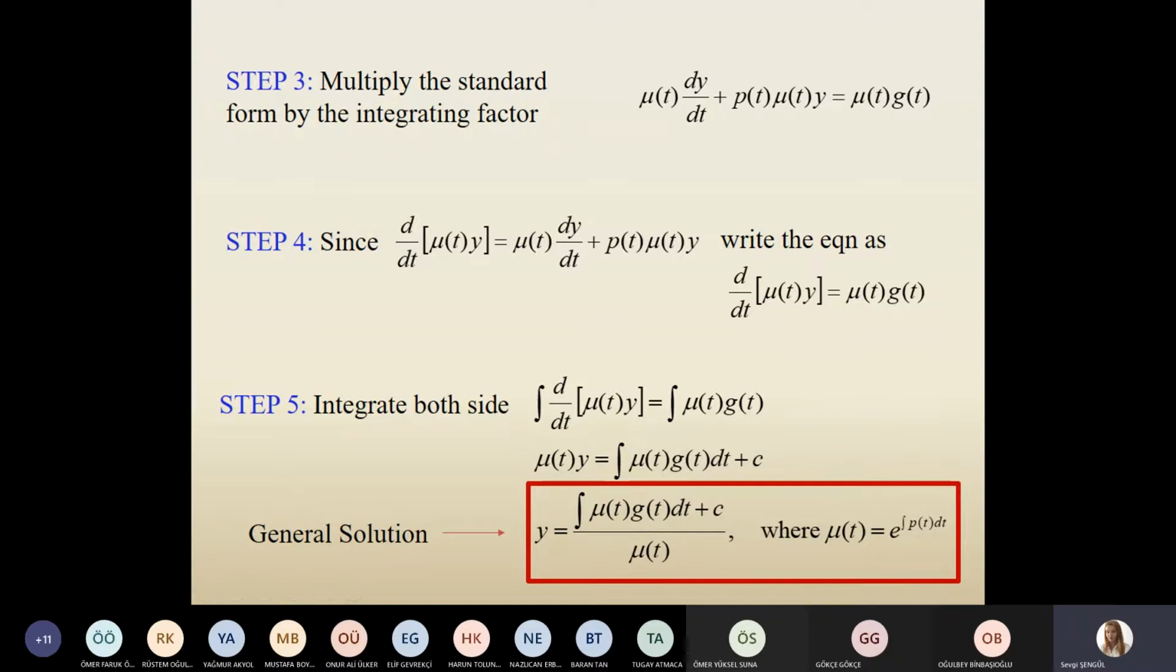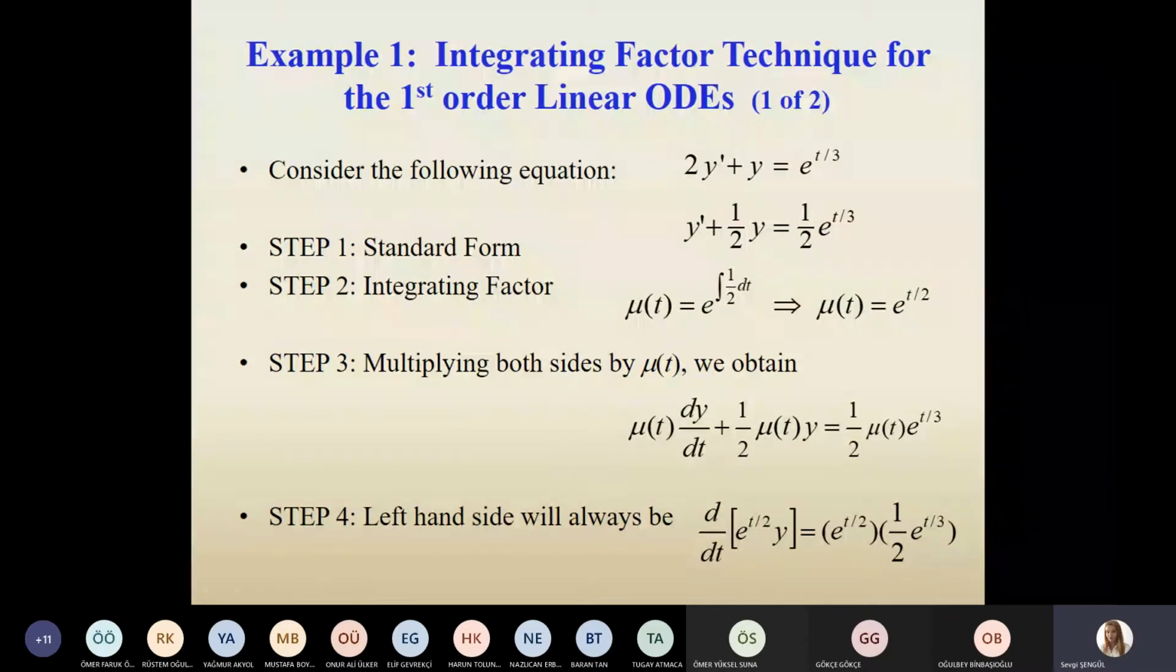Let's do it on a normal example. After that, I will take your questions. For example, this is your differential equation: 2y prime plus y equals e to the t over 3. As you can see, this is like a1 y prime plus a2 y equals g of t, right? So as a first step, we need to put this into standard form. What did we say? The y derivative term should be alone, which means I need to divide my equation by 2. If I divide by 2, this will be y prime plus 1 over 2 y equals e to the t over 3 over 2, right? This is step 1.